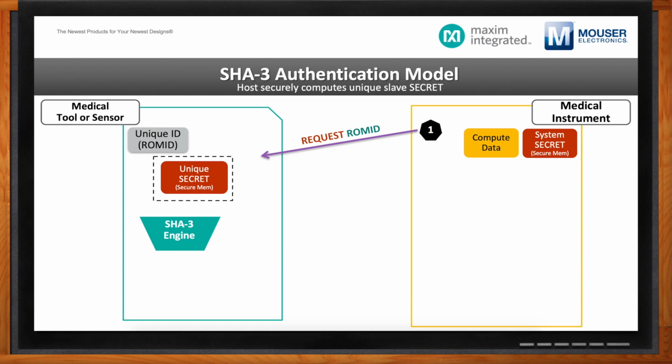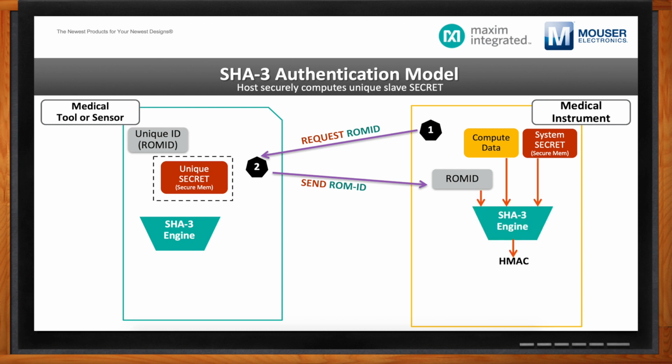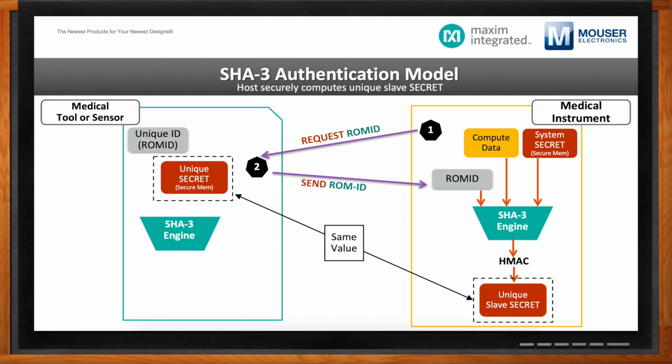So now on the instrument side, it's got all the data values. Think about what we talked about previously. It now has all the data values it needs to compute the unique slave secret that exists over in the tool. It got the ROM ID. It knows the system secret. That's got to be over on the instrument side. It has this compute data that we talked about as well. So those three inputs are now used by the medical instrument to compute with a SHA-3 HMAC the unique slave secret value that's over in the tool. Once it's gone through this operation, now both sides have the same secret. We can go to the next step.